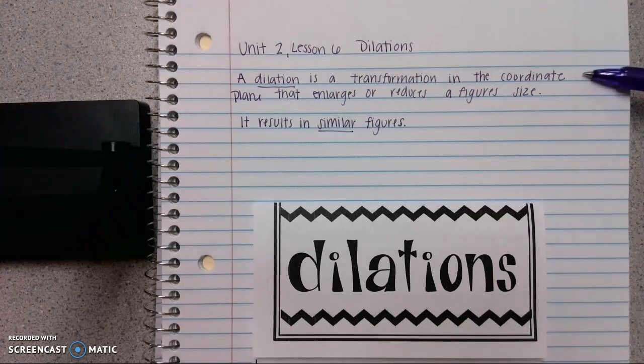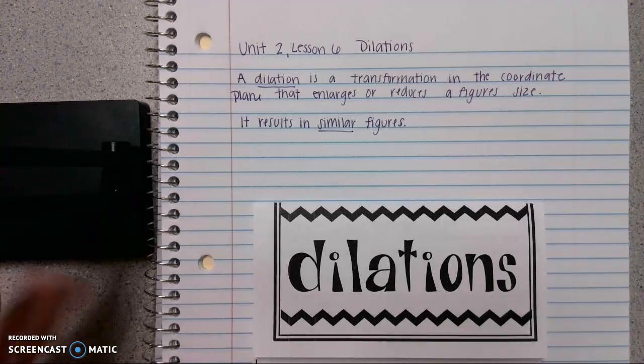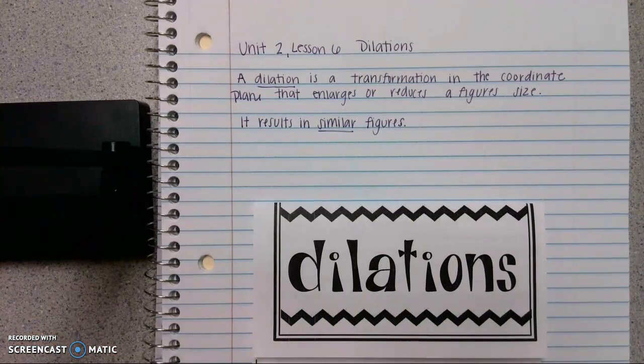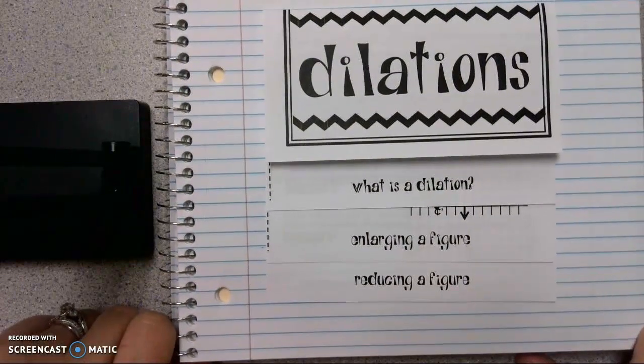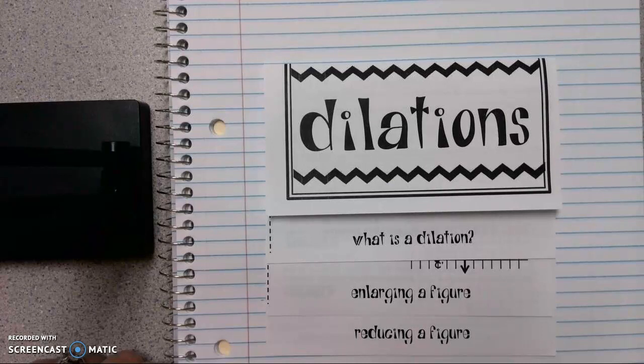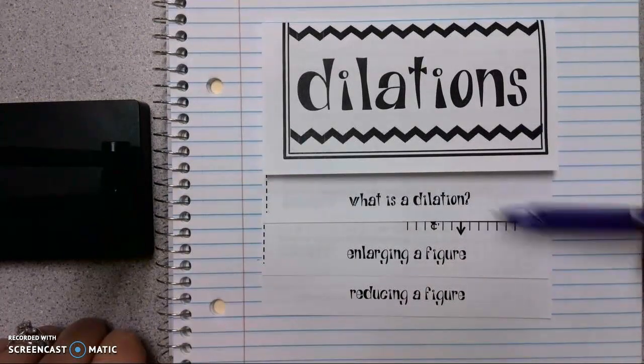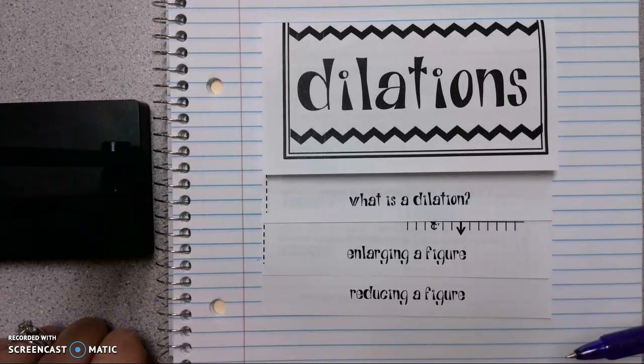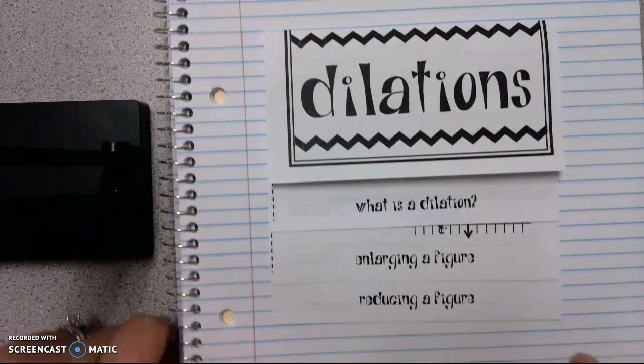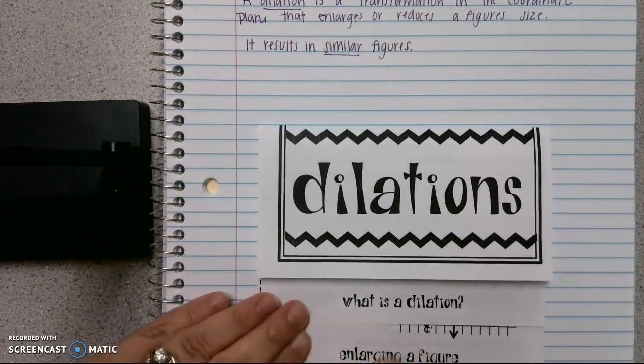A dilation is a transformation in the coordinate plane that enlarges or reduces a figure. So it's either going to make it bigger or make it smaller. Either way, it's going to result in two similar figures. Hopefully you cut your foldable in half already and folded it so it looks just like mine. We have dilations. What is a dilation? Enlarging a figure and reducing a figure today. So a couple of different topics.